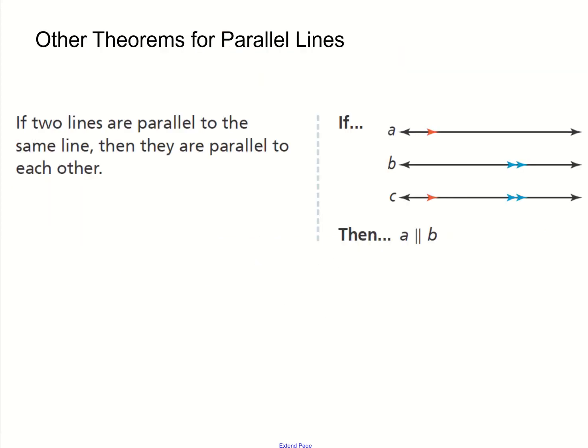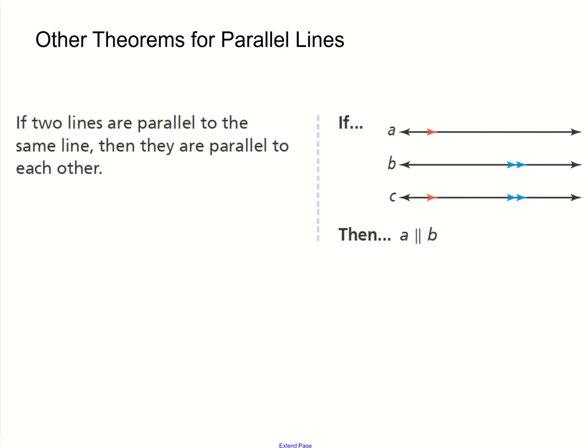Okay, so we're going to talk about other theorems for parallel lines. Some of these are kind of obvious. You can prove them with other theorems, and you can think of them logically that way. So what happens if we have 3 parallel lines? Well, if 2 lines are parallel to the same line, then they must be parallel to each other.